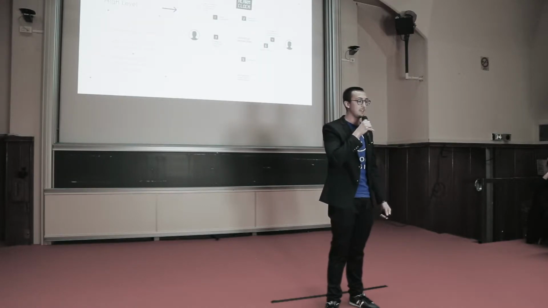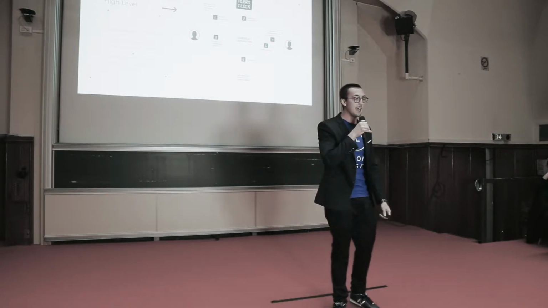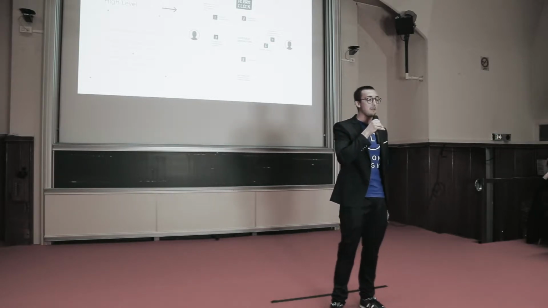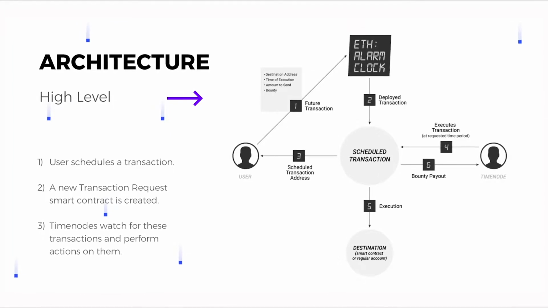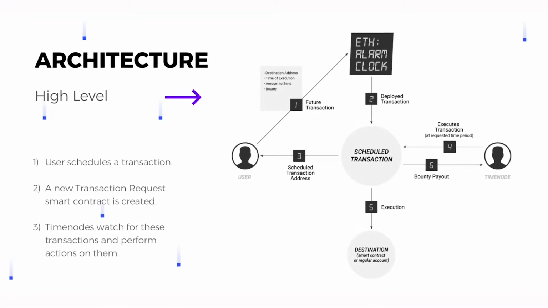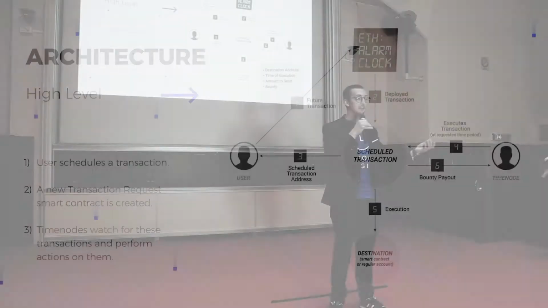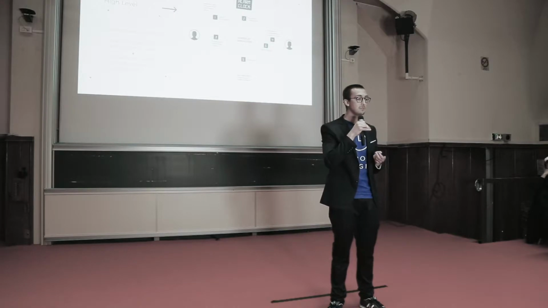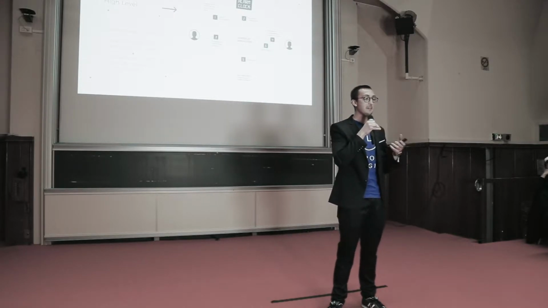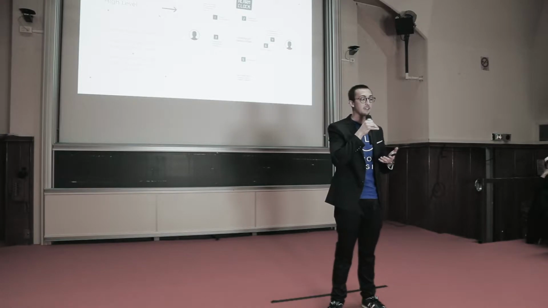So the way we do this is a user knows what transaction they want scheduled, and they talk to the alarm clock protocol. They can input these parameters. It deploys a new contract. And then on the other side, we have these executioning clients called time nodes. And these are watching the blockchain for every time a new transaction is created. It'll store it and then execute it once the execution window comes along.